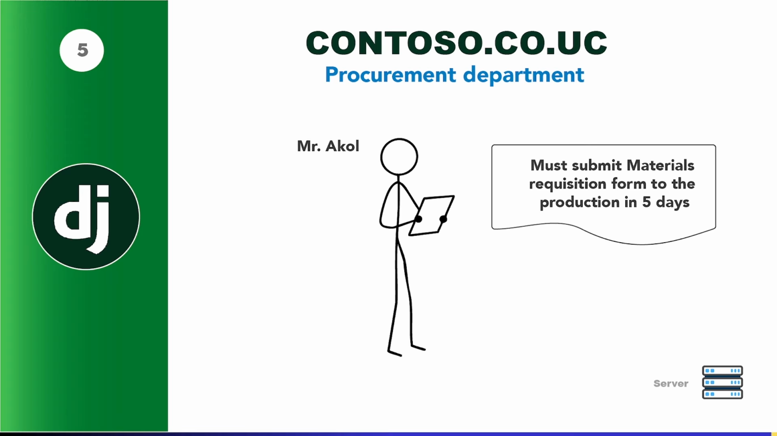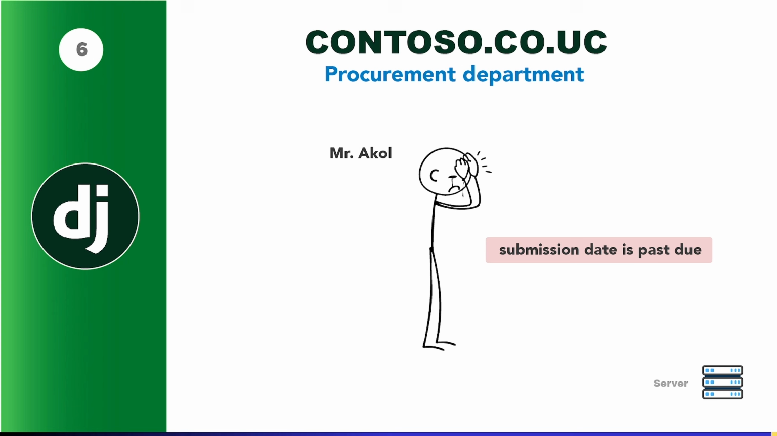Now, Mr. Akol has a great job, he gets paid well, but Mr. Akol has been partying a lot. He's been drinking with his buddy from the production. You will meet his friend. He's been having fun. Now, 10 days later, Mr. Akol realized that the submission date is past due. He's supposed to submit the requisition form within 5 days, but it's been the 10th day now. Mr. Akol cannot submit the requisition form. He's late. So he's freaking out.